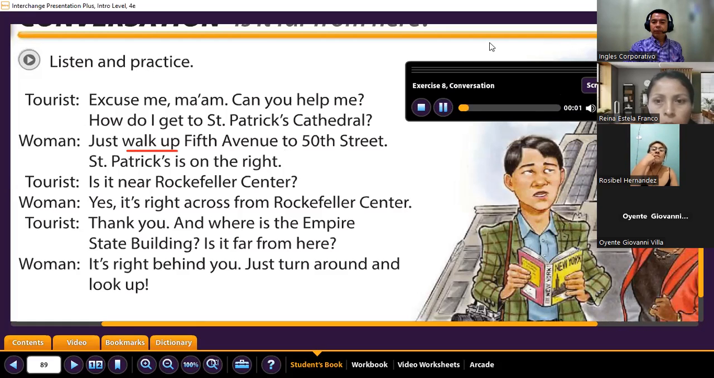Page 89, Exercise 8, Conversation. Is it far from here? Listen and practice.